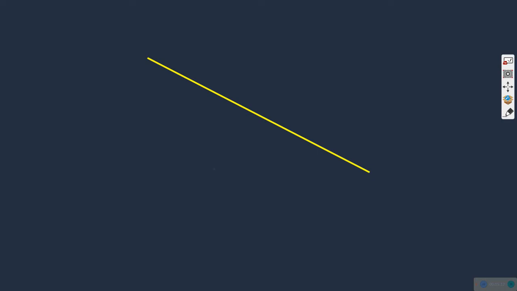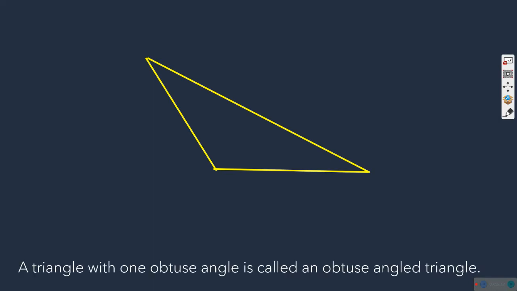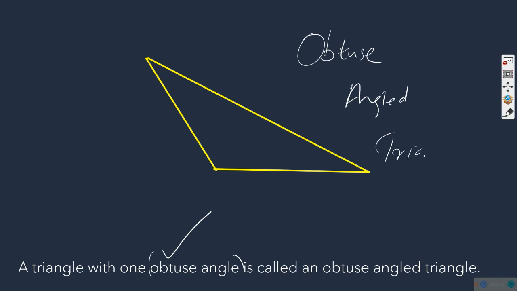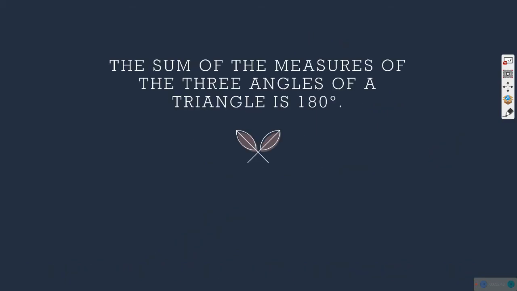And here we have another triangle, which has different measures, but one of the angles is more than 90 degrees, which we name as obtuse angled. Obtuse angled means having at least one obtuse angle. So these are the different types of triangles depending upon the measure of the angle.